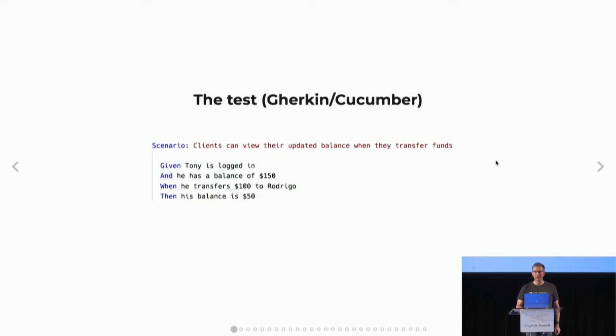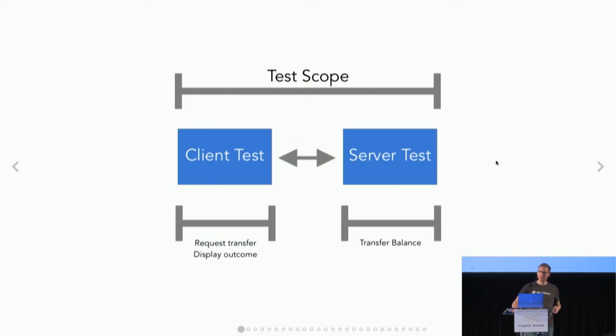So here we have a requirement that's written in Gherkin, the language of Cucumber, using the given-when-then formula. So we have: given Tony is logged in and he has a balance of $150. When he transfers $100 to Rodrigo, then his balance is $50. Okay. So let's look at that.